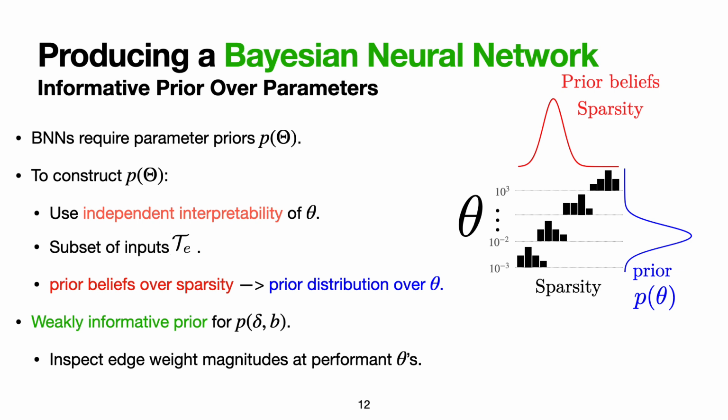Now we still have to make priors over the other parameters, delta and beta. Here we make weakly informative priors. I'm not going to have time to go exactly into how we do that, but if you look into the paper, we use the results of this approach to do those. It comes naturally from this.